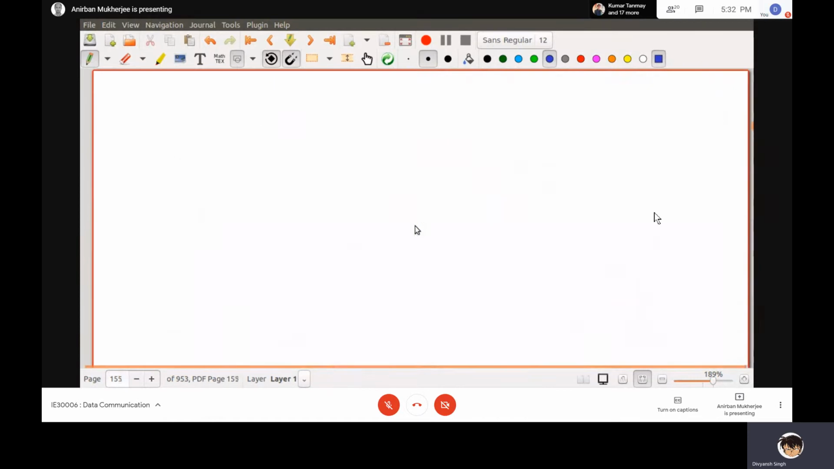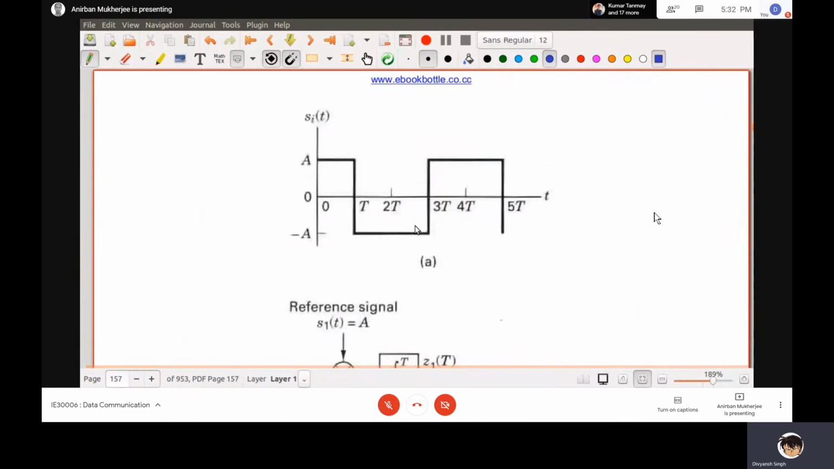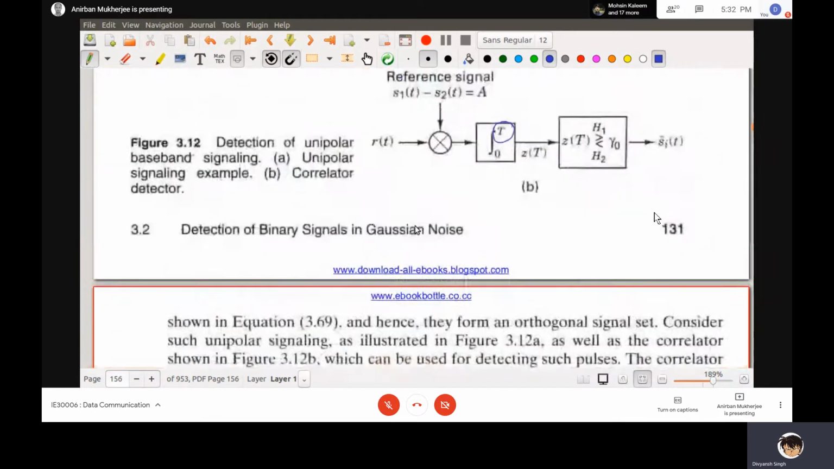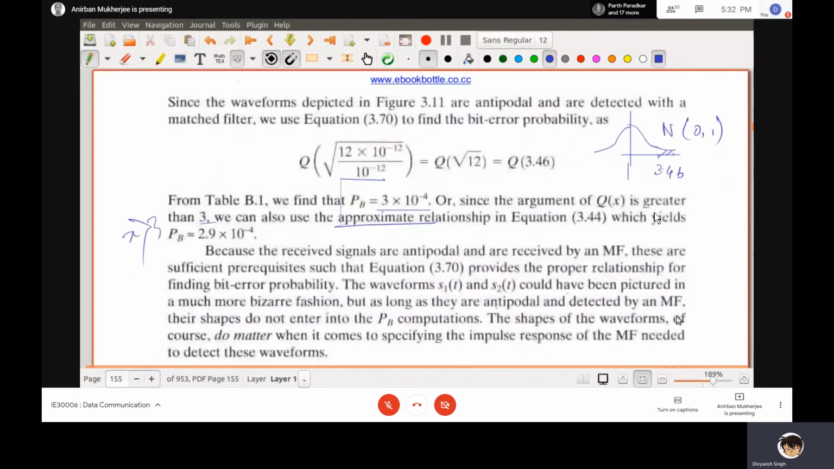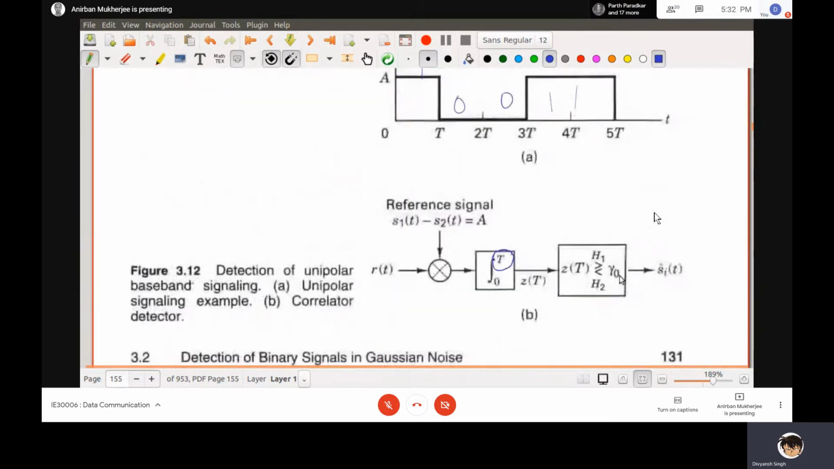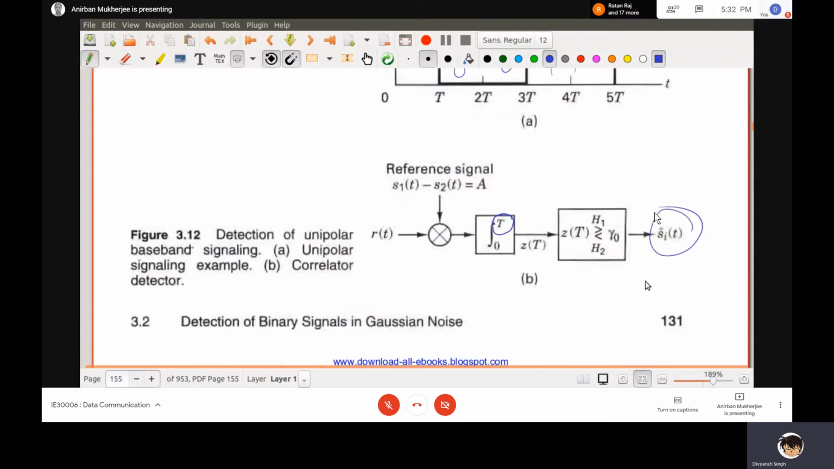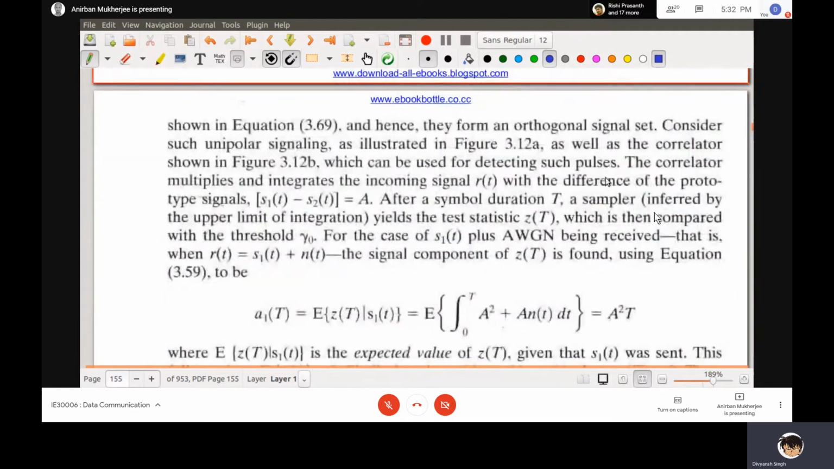Now, this Z of capital T, you are checking whether it is greater than gamma 0 or less than gamma 0, and depending on that, you are choosing whether S1 has been transmitted or S2 has been transmitted. If S1 is transmitted, you know that it is a logical one. If S2 is transmitted, you know that it is a logical zero.